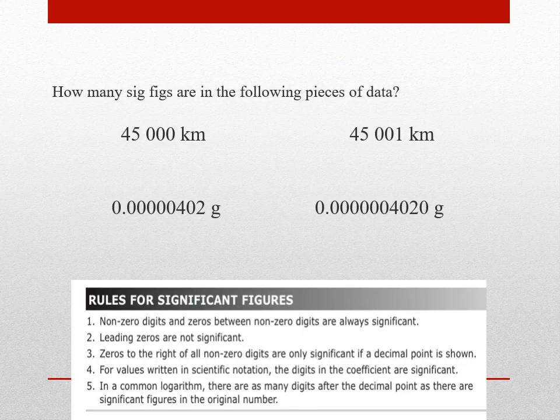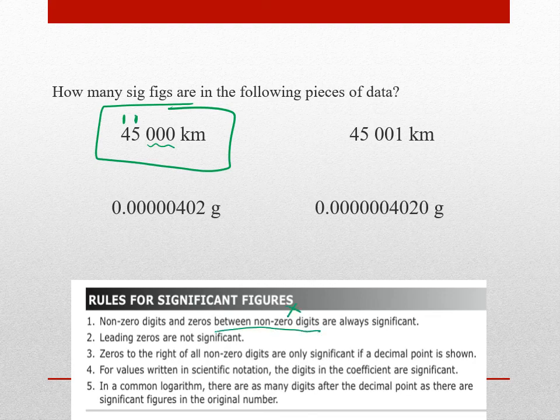All right, so let's practice using these rules to figure out how many sig figs are in each of these pieces of data. Here I have 45,000 kilometers. Non-zero digits always count, so the 4 and 5 count. So there's 1, 2 sig figs. How about these zeros? Are they between non-zero digits? Nope, they're to the right. Zeros to the right are significant if there's a decimal. Is there a decimal? No. So none of these zeros count. So 45,000 has only 2 sig figs.